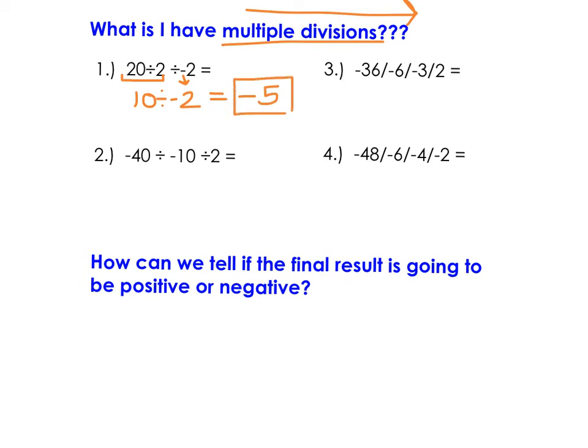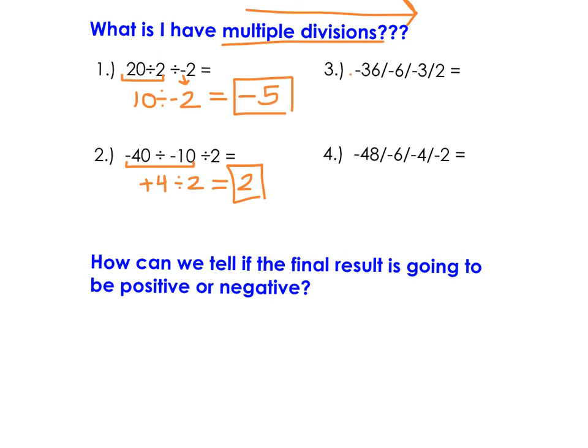Then if I look at example 2 down here, I can see that I have negative 40 divided by negative 10. Negative divided by a negative is a positive. 40 divided into 10 groups is 4 items per group. Then I have a positive 4 divided by a positive 2, which results in 2 items per group.